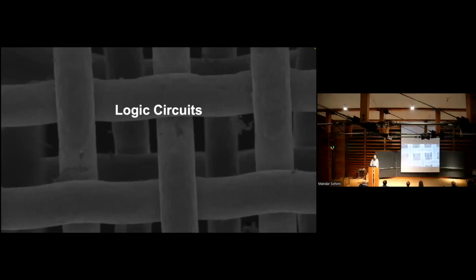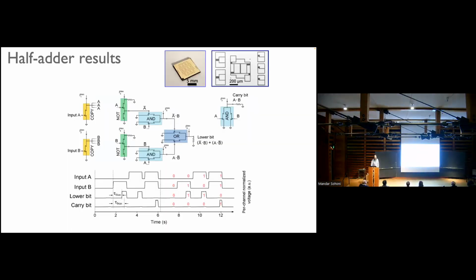Okay, so what can you do with this? You can do logic circuits. So here's an example of a half adder that we made, which had, I think, about 10 gates in it. It's about 15 trons in it. And if you can add in binary, you can verify that this device works.